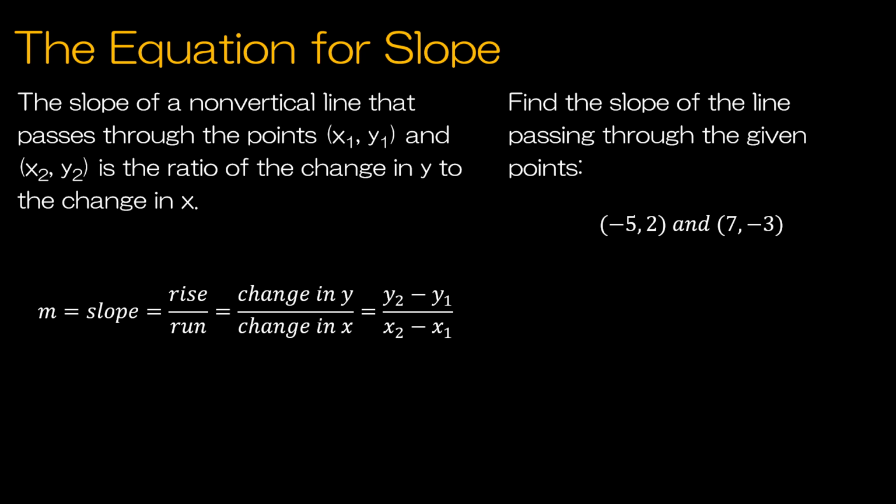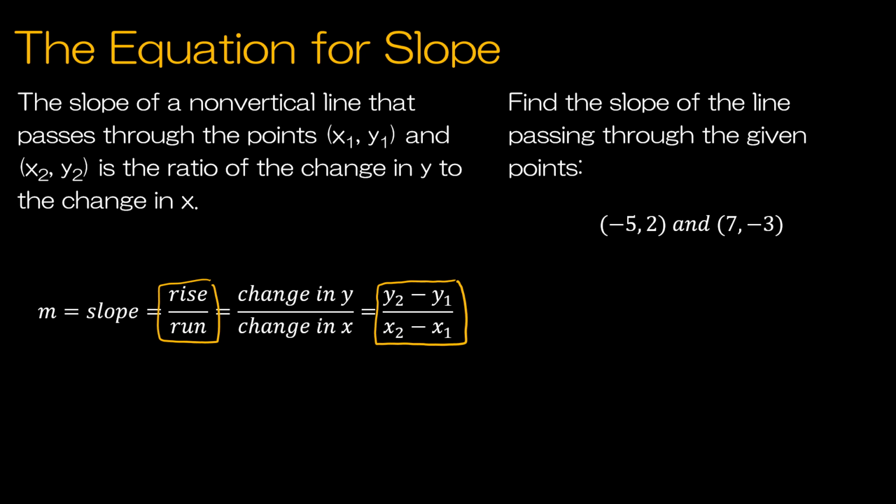We have the equation for slope, which is a non-vertical line that passes through 2 points, x1, y1, and x2, y2. And we're still using rise over run, or the change in y over the change in x. And all we're going to do is subtract the y values in our 2 points to find the change in y, and subtract the x values in our 2 points, our 2 coordinates, to find the change in x.